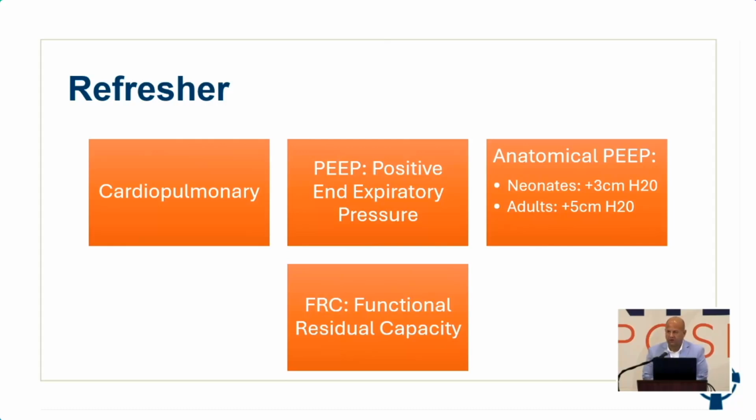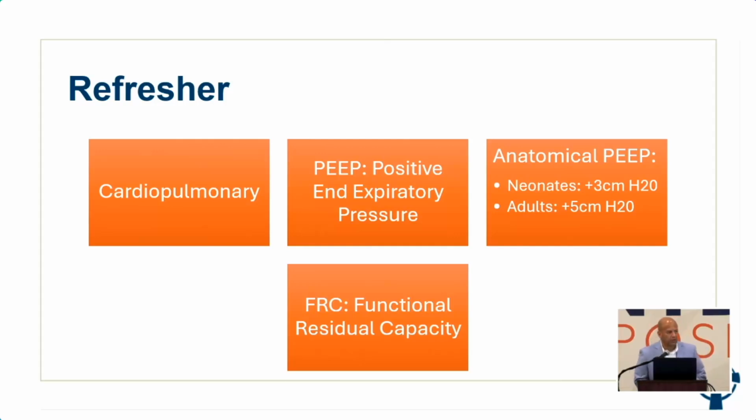Some of these things you know, I just want to hit home pretty hard about this. It does become relevant further in my talk. We know what PEEP is. PEEP is positive end expiratory pressure, it keeps our alveoli open. Alveoli have to meet the capillary bed at the right pressure to make sure we have proper gas exchange, or we have VQ mismatch. Anatomical PEEP for neonates is about 3 centimeters of water, and for adults is 5.